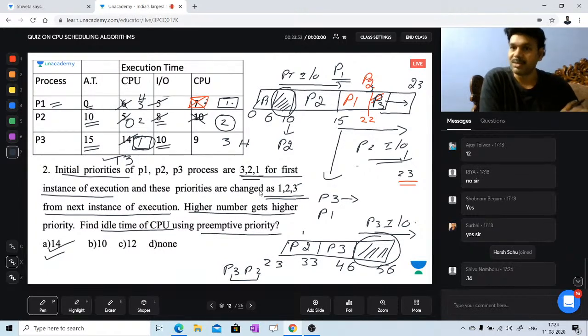How is this question? Are you satisfied? Sometimes you will get this kind of trickiness in the question. You need to analyze it properly.